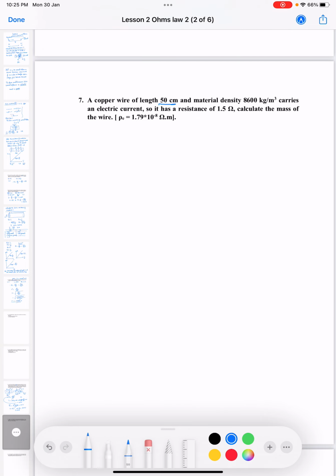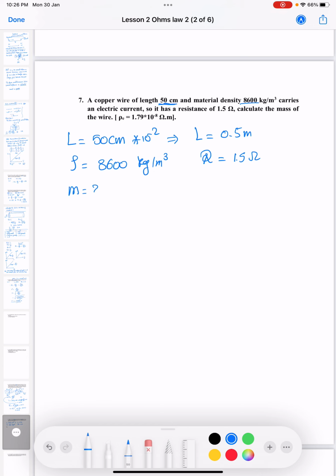A copper wire of length 50 centimeter. Times 10 to power negative 2 to convert it to meter, length equal 0.5 meter. Material density rho equal 8600 kilogram per meter cube, carries an electric current. It has a resistance R 1.5 ohm. Calculate the mass of the wire. We want to calculate mass. And we have electric resistivity 1.79 times 10 to power negative 8 ohm meter.